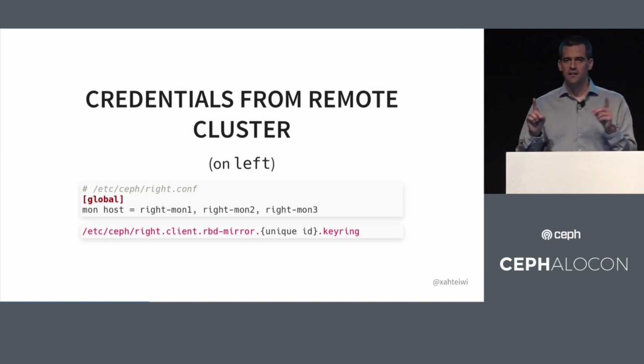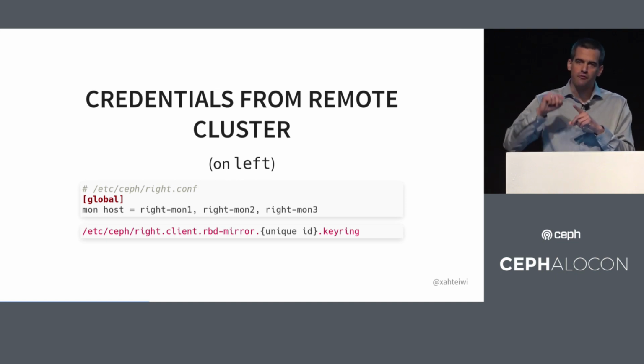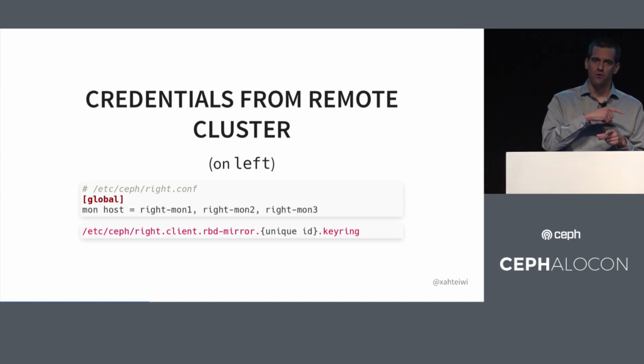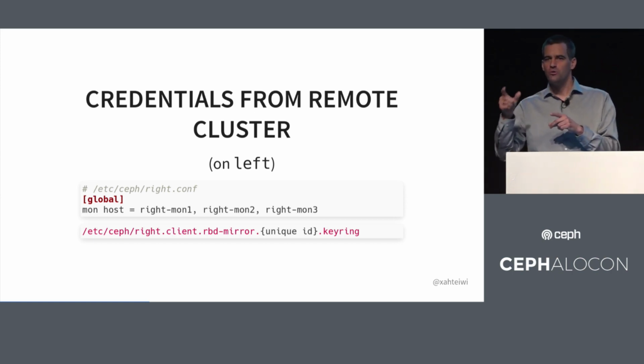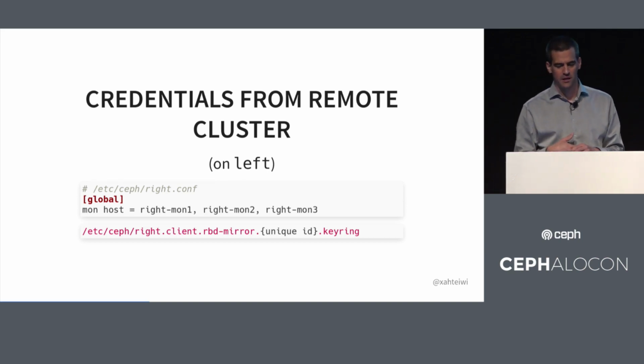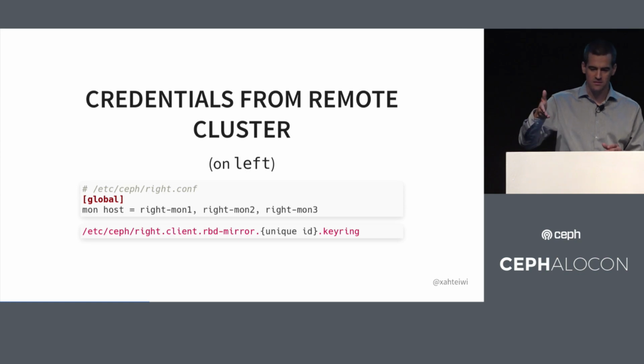And then it needs to find the correct keyring for connecting to that cluster. And this follows the same naming convention as before, but now we don't use the default cluster name of ceph, but a different one. So for example, it might be /etc/ceph/right.client.rbd-mirror.foo.keyring.